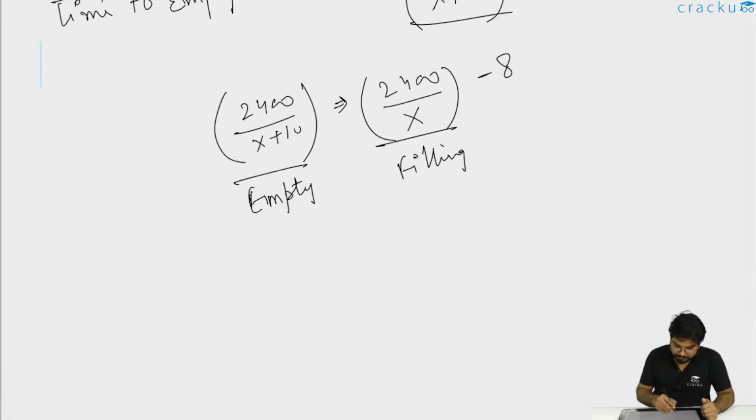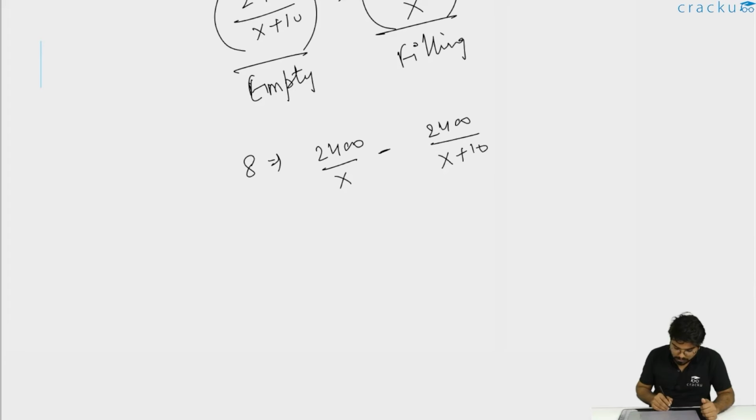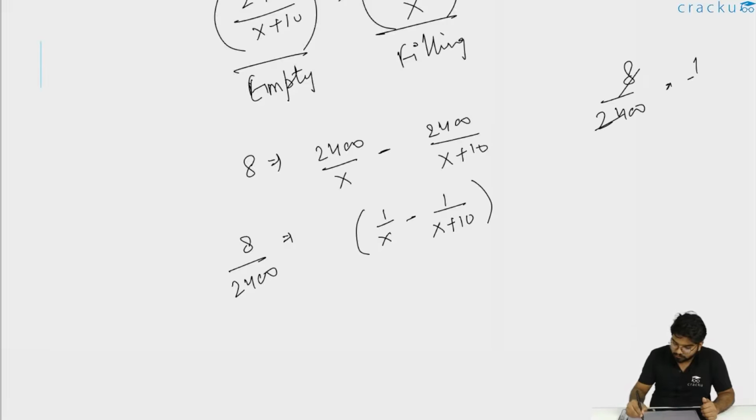Let's take 8 here. This will be 2400 divided by x minus 2400 divided by x plus 10. We can take 2400 common. So we have 8 is equal to 2400 times 1 divided by x minus 1 divided by x plus 10. Or we can write this as 8 divided by 2400, as the 2400 can go to the other side. 8 divided by 2400 is what? 1 divided by 3 with double zeros. So this will be equal to 1 divided by 300.